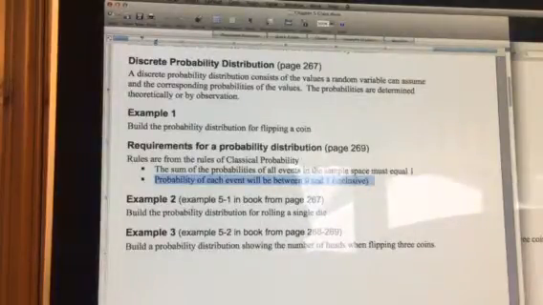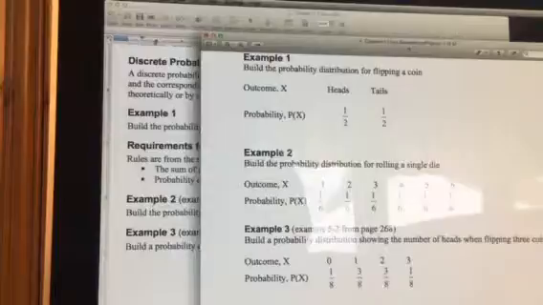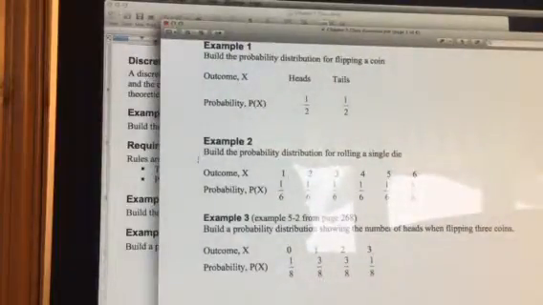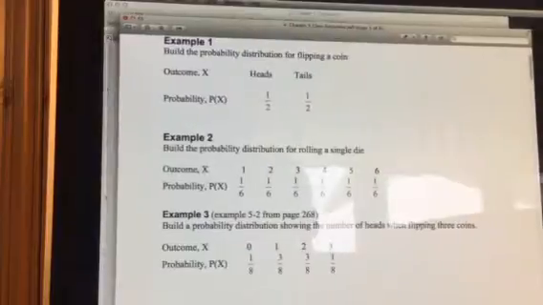Now, if we look at example 2, which is actually drawn from the book, build the probability distribution for rolling a single die. What we're going to do is put this data into a table. The first row is going to be labeled outcome X, and it will be a list of all the outcomes. So in this case, we're rolling a single die, assuming a 6-sided die since it wasn't specified. So the possible outcomes are 1 through 6. We're half done.